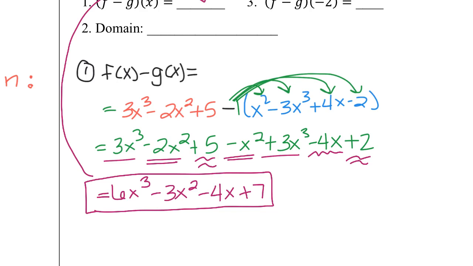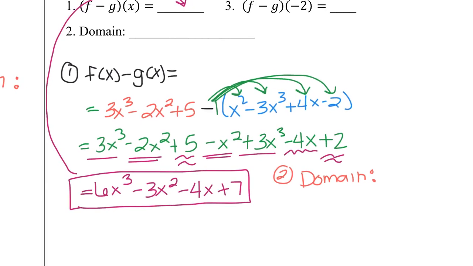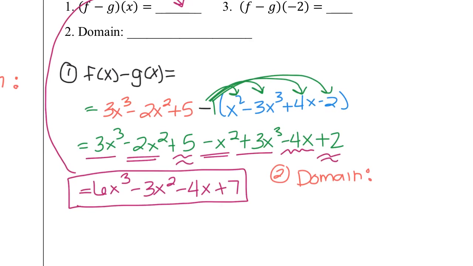Now step 2 is, what is the domain? Well, the only two rules for domain were that I can't divide by 0, but there's no division in this function, and I can't have any negatives underneath even radicals. But there's no radicals in this either. So that means there are no restrictions on the domain. You have a domain of all real numbers. You can either use the symbol or write it out.